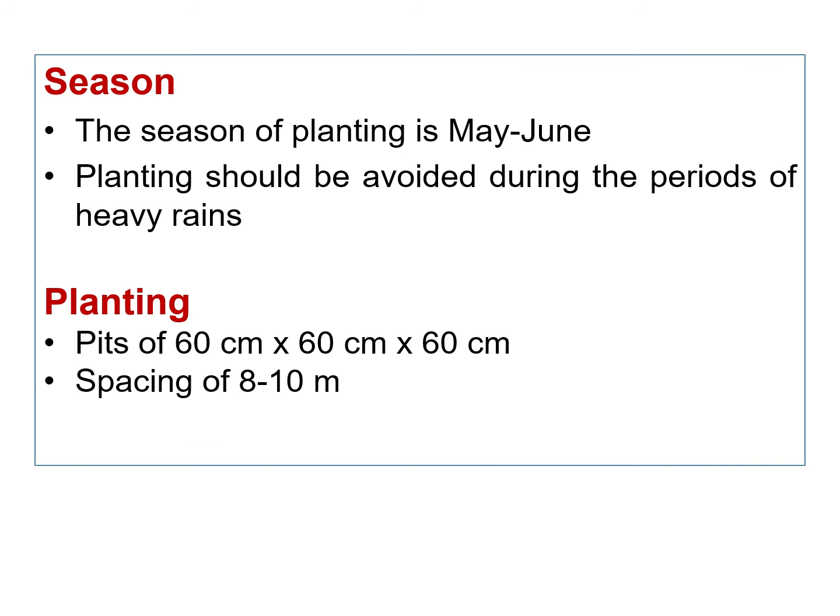Then season: the best time for planting is May to June, but we should avoid planting when there are heavy rains. Planting is done in pits of 60 centimeter cube, and the spacing adopted is 8 to 10 meter depending upon the variety.